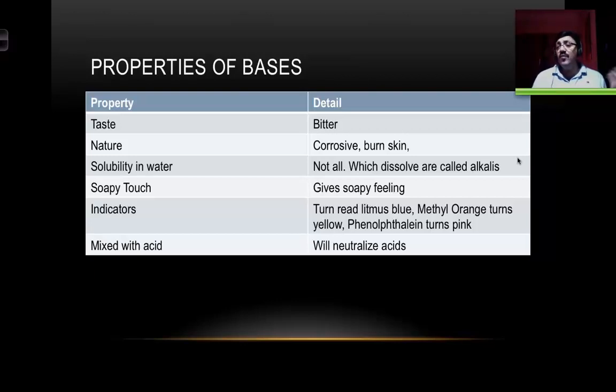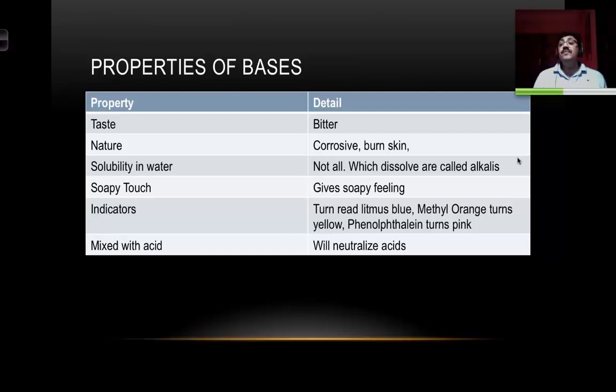Indicators: a base turns red litmus blue, right? It turns methyl orange into yellow, and it turns the phenolphthalein into pink. So these are all things we have already looked at when you looked at pH indicators. I hope you remember. If you want, please go back and look at those videos if you're not sure or something is a little bit confusing. All right.